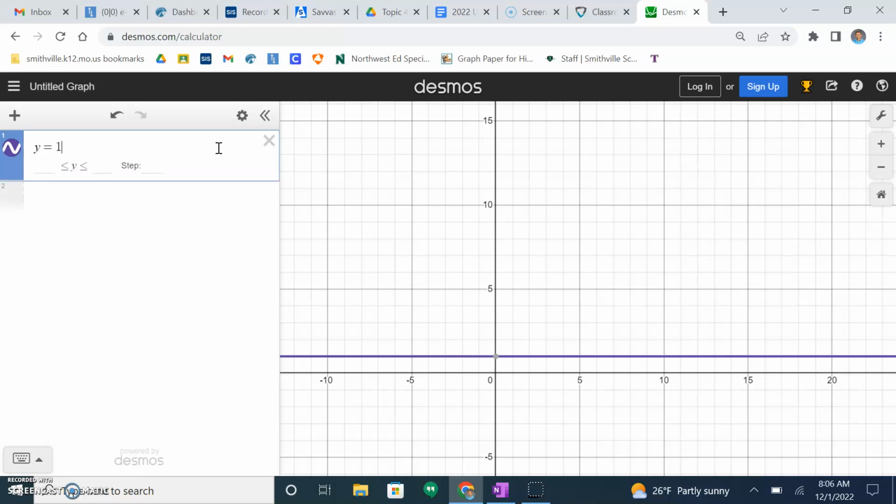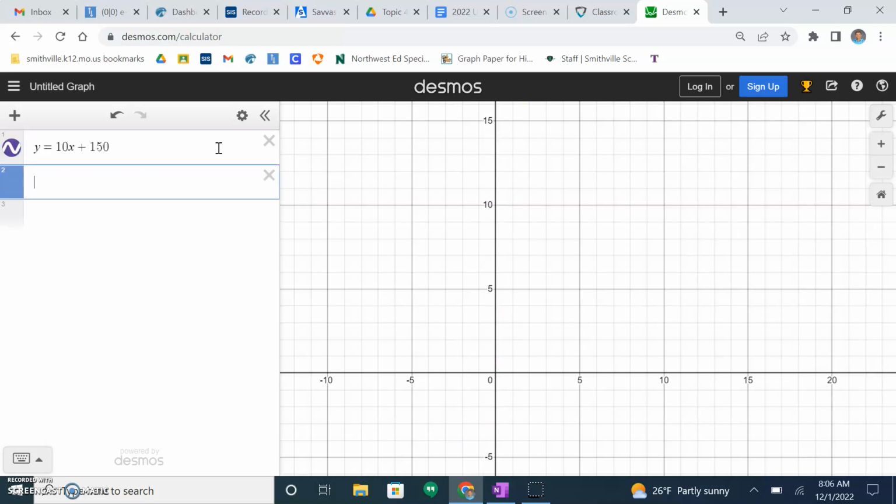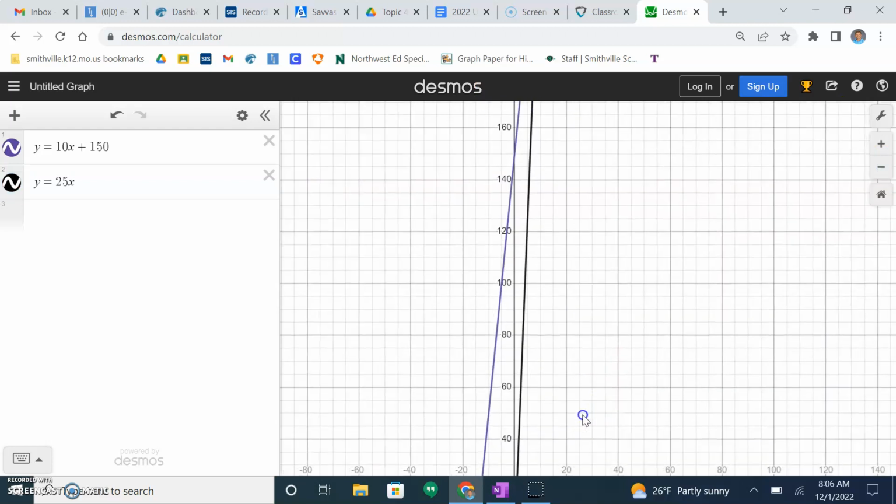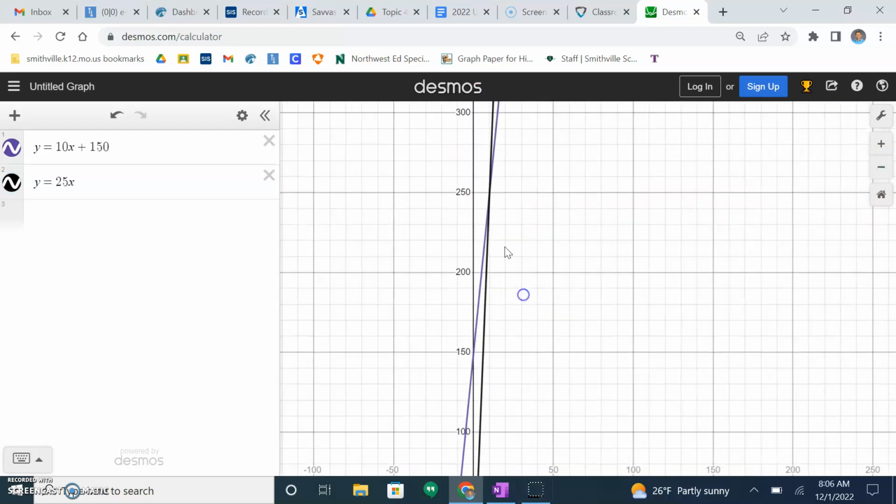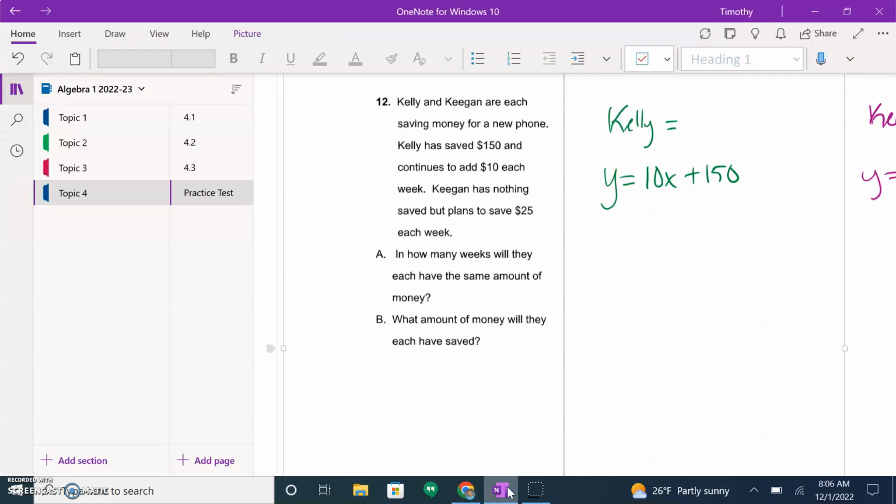Y equals 10x plus 150. I'm going to say y equals 25x. I'm going to zoom out so I can figure out where they intersect at. I can drag it all the way up if I need to. And I realize, oh, they intersect at 10, 250.